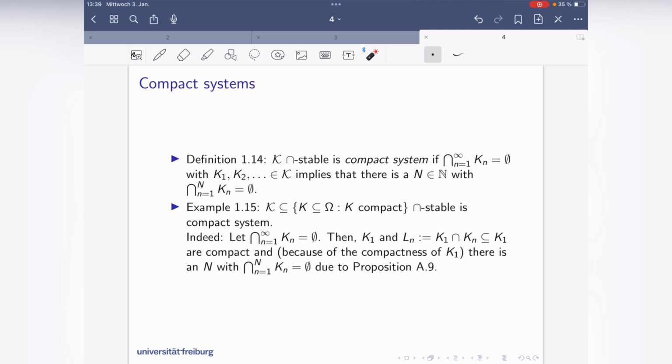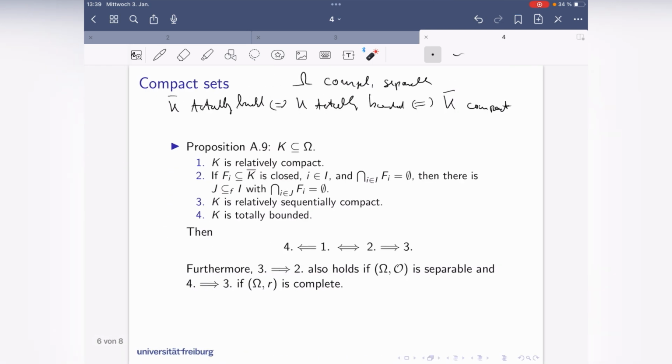So I can write this here as K1 intersected with Kn. So Ln is K1 intersected with Kn. That's a subset of K1. So all Ln's are subsets of K1. And they are compact, therefore also closed, which means take the Ln's as the Fi's here. So here I had the Fi's are closed, and the intersection of them is the empty set.